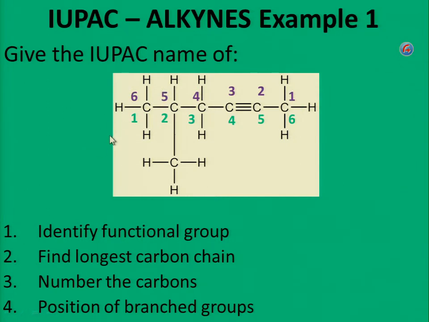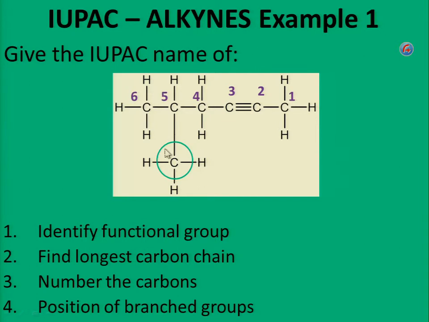The next step is to number your carbons. Now, if you number from the left-hand side, the green numbers, and from the right-hand side, the purple numbers, you will see that the triple bond, which gets priority because this is an alkyne, is at a lower number for the purple numbers, 2 and 3. As for the green numbers, the triple bond is at carbon 4 and 5. Therefore, the purple numbers are the correct way to number this molecule. Remember to always number your molecule and choose the numbers which give you the lowest possible number for the functional group.